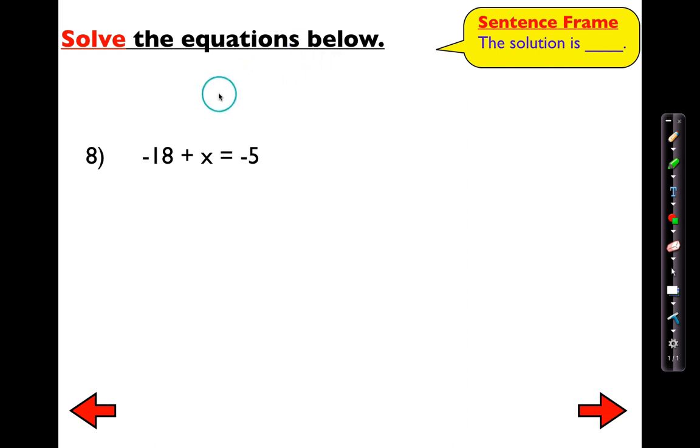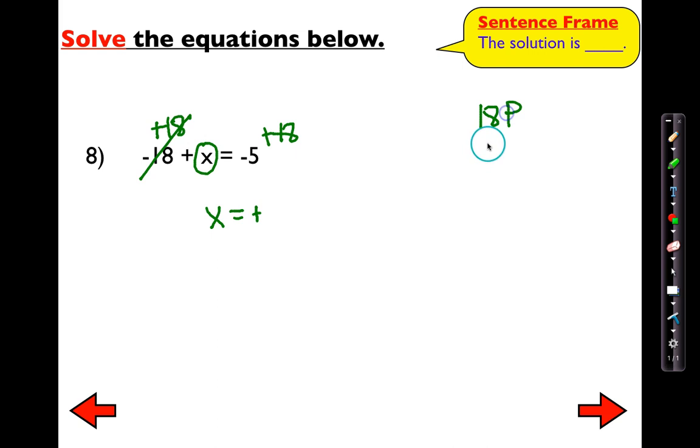So the first thing you want to do is isolate your x value. So what you're going to have to do is get rid of this minus 18 by adding 18 to both sides. That's going to cancel out because a negative 18 plus 18 is 0. Now I'm left with just x equals, let's see, are there more positives or more negatives? Definitely more positives. How many more positives? Well, there's 18 positives and 5 negatives. So how many more positives than negatives? I would say 13.